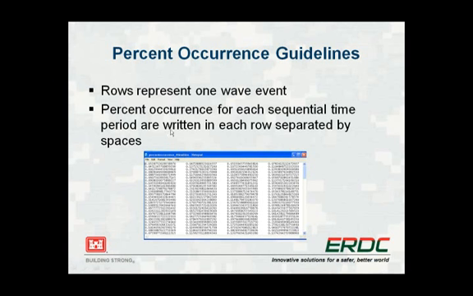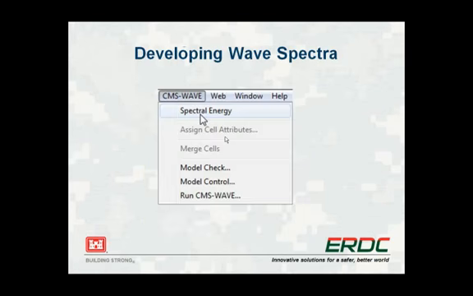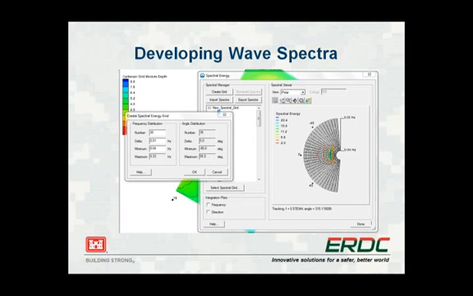You can do it for either your time series, or you can do it as representative waves, like your bin wave conditions. So this would be your first event, your second event, your third event, and so on, and then we read that into CMS-Wave. Once you get your bin wave conditions that correspond to your percent occurrence file, you go under your CMS-Wave menu in SMS and click on Spectral Energy, and this menu should pop up, which will allow you to create a spectra.